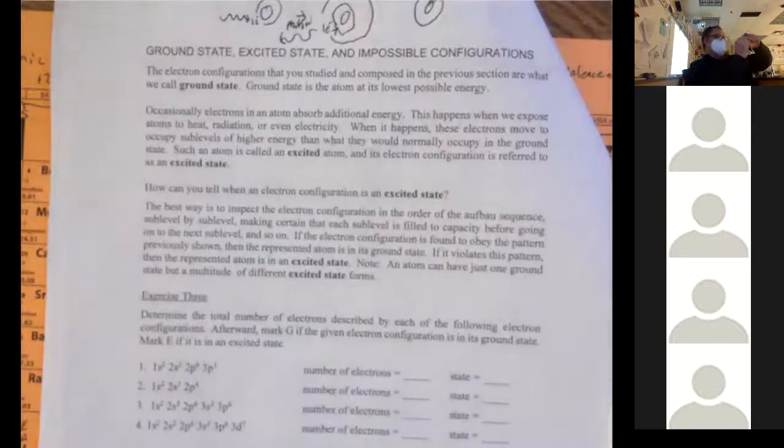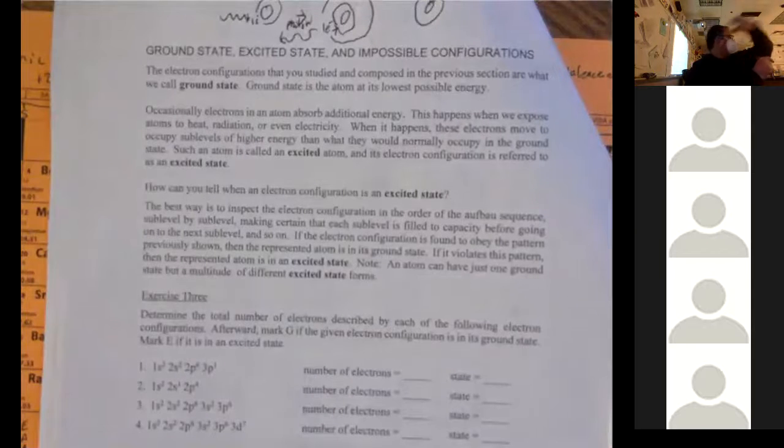Yeah, so it gains energy. It goes away from the nucleus because it has more energy. It can be further away. Then it gives off that energy, and it goes back to its original ground state.